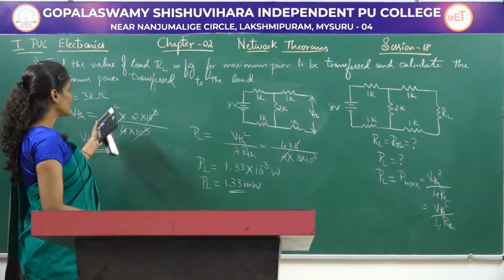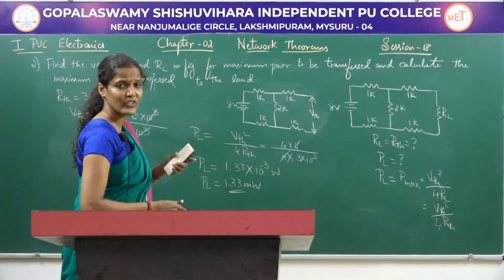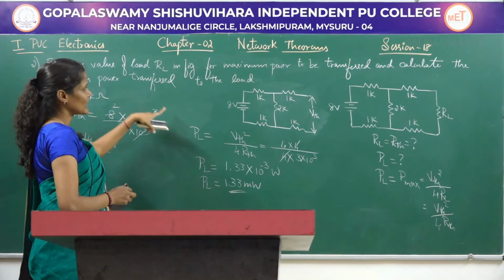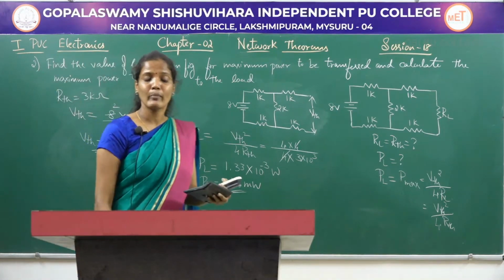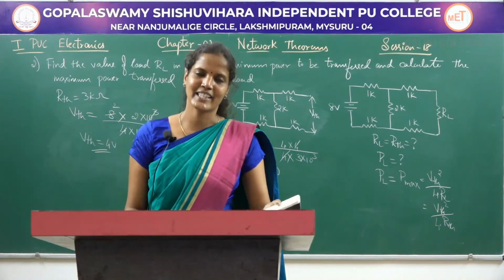So R Thevenin value, that is the value of load resistor RL for maximum power to be transferred, is equal to 3 kilo ohm, and the maximum power transferred to the load is equal to 1.33 milliwatts. Clear? Now we will move on to the next problem.